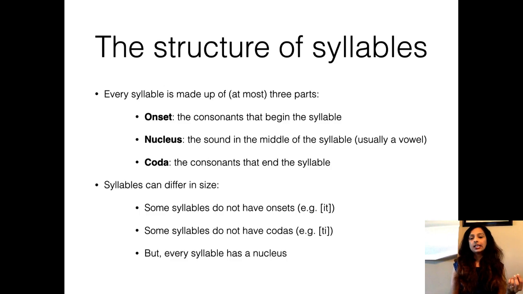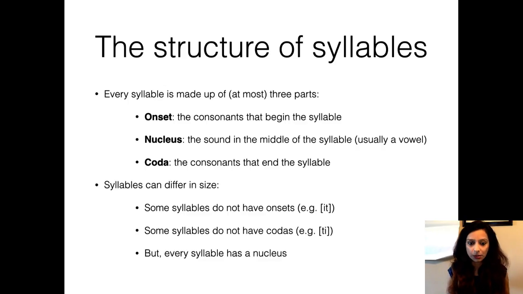And the onset is the consonants that begin the syllable. It's very often the first letter or the second letter, the first 2 letters form the onset, and then the coda are the consonants that end the syllable. So there's 3 parts to syllables. Now, it's not the case that every syllable needs to have an onset, a coda, and nucleus.